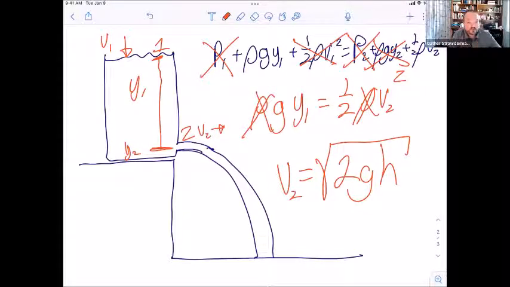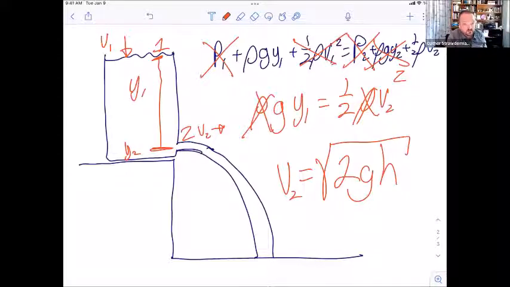Because what's happening is those water balls are dropping through the container of water. And so I can figure out the exit speed the same way that I figured out the speed of the water as I pushed on the water gun. This is called Torricelli's theorem or Torricelli's law. And all it is is a simplification of Bernoulli's with a bunch of assumptions.